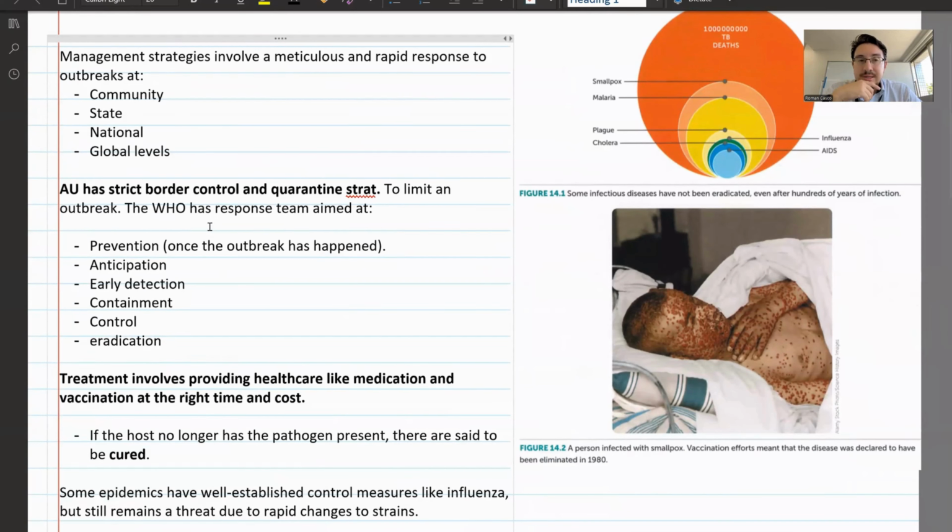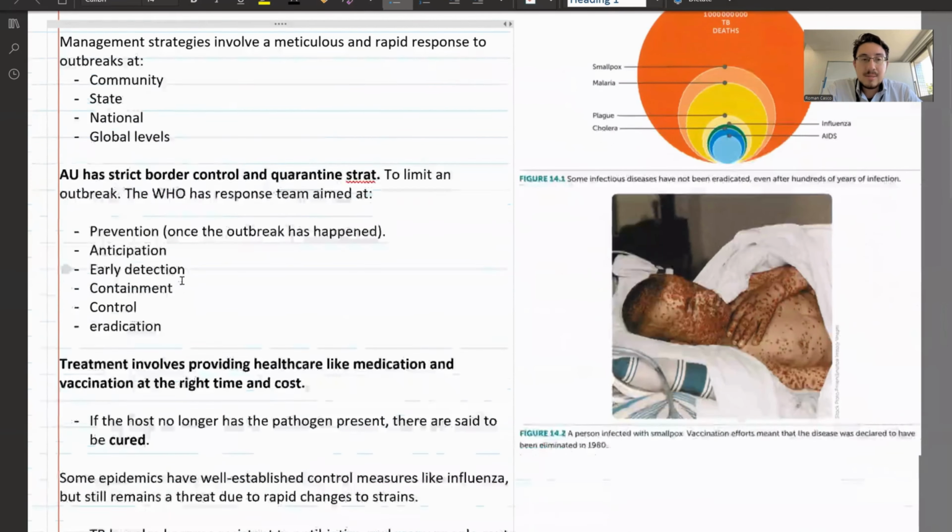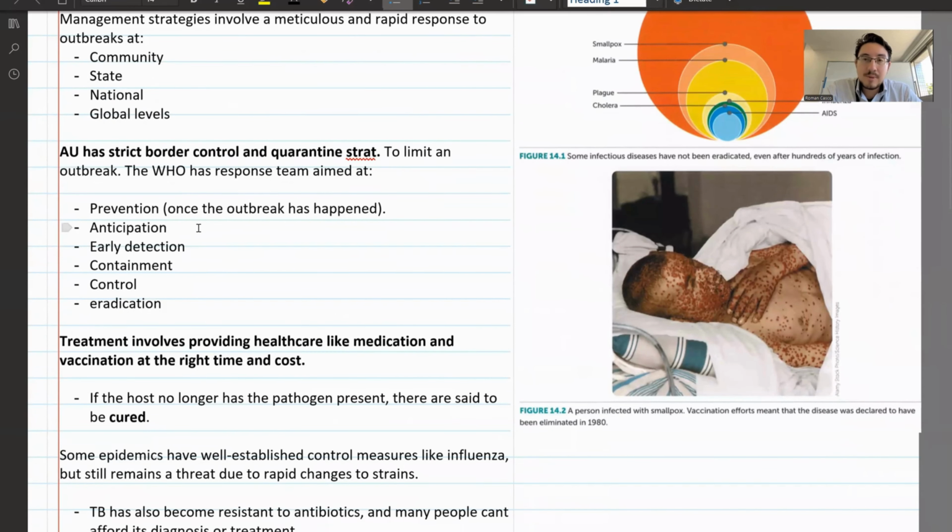The World Health Organization has a whole response team that is tasked, if I can say, right, or aimed at prevention, right? Once the outbreak has happened, we want to lower the incidence rate, anticipation, right? Early detection, containment, control, eradication, right? So it's very, very important, early detection, right? So you can subsequently contain, control, and eradicate, right?